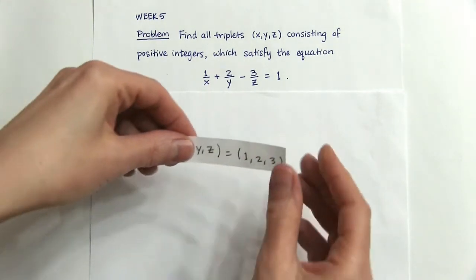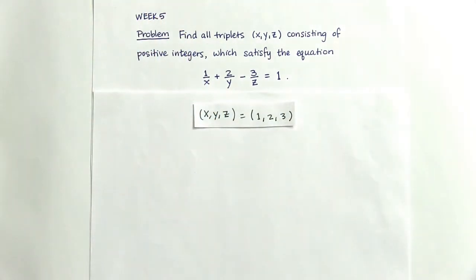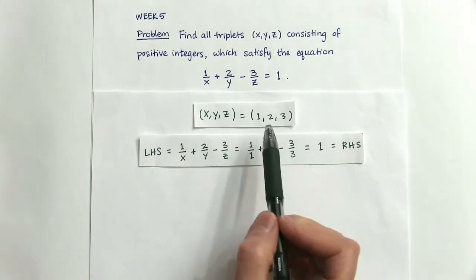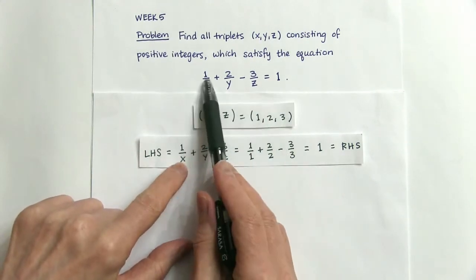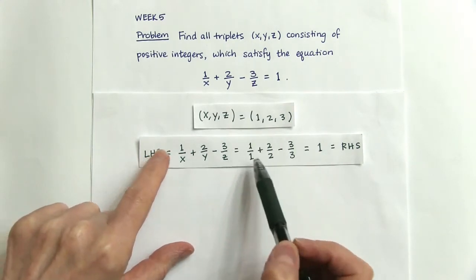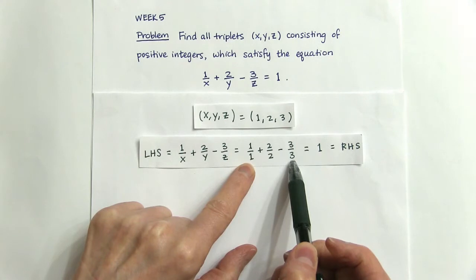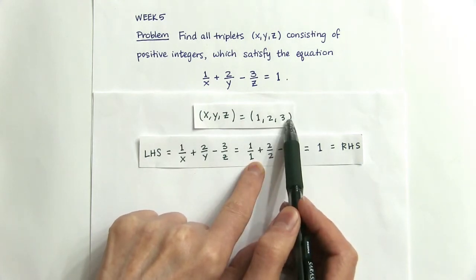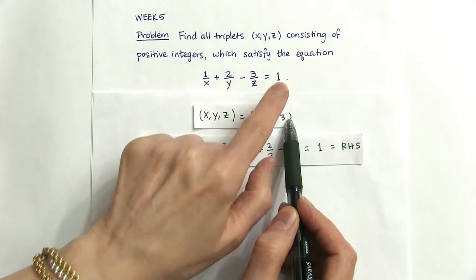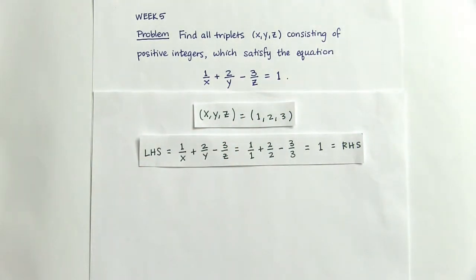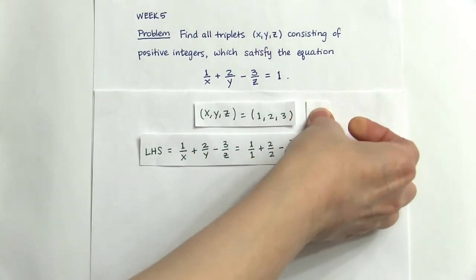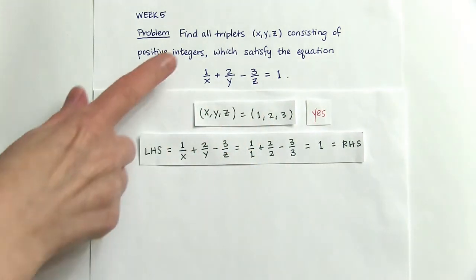For example, here is a solution to this problem. Because if we plug x, y, z is 1, 2, 3 into this equation, the left-hand side becomes 1 plus 1 minus 1, which is 1, which equals the right-hand side. So 1, 2, 3 solves this equation, because when plugging 1, 2, 3 into the equation, the equality is true. So, yes, the triple 1, 2, 3 is a solution to this problem.